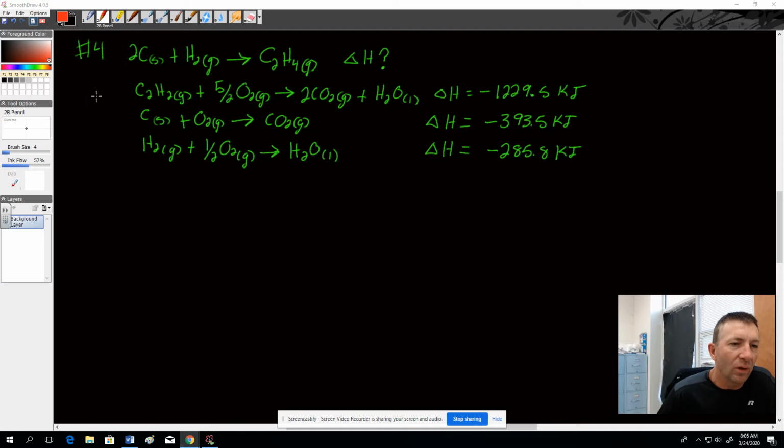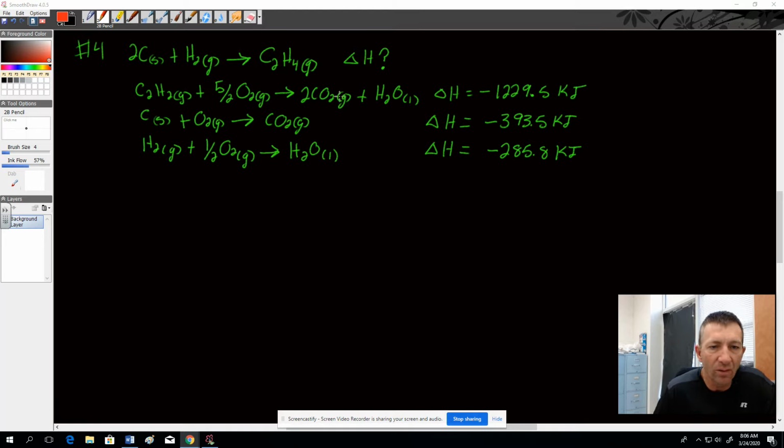Here's how you do number 4 on the lab that we did, the potassium chlorate and sugar lab. This is another example of Hess's law, how to do it. With Hess's law, what we're doing is we're trying to find the delta H, or the change in enthalpy, for that equation right there.